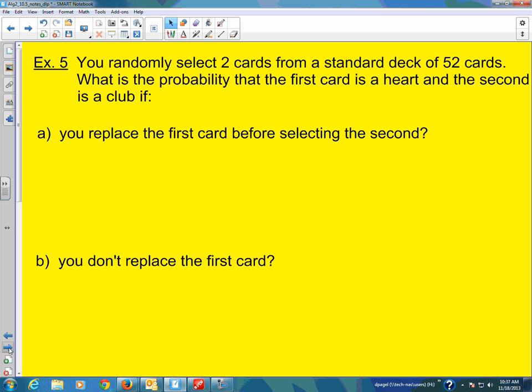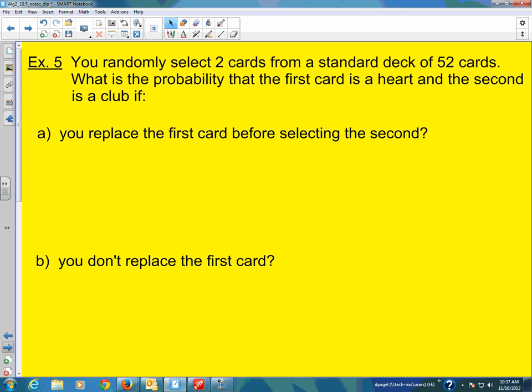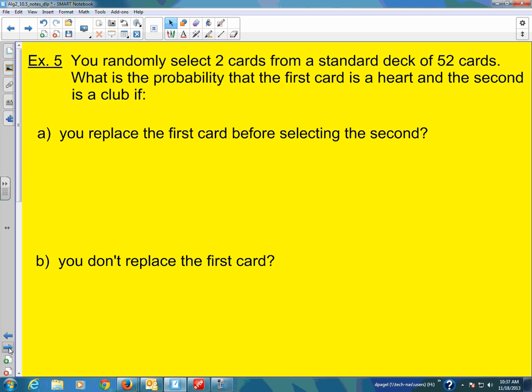All right, so here we go. Take a look, and we'll determine whether or not we have some dependent or independent events. Given the fact that we're going to randomly select 2 cards from the standard deck, what is the probability the first card is a heart, and the second card is a club if the first time we replace the first card, the second time we do not. All right, so anytime we have replacement, that means you have independent events. And then when we don't replace, we have dependent events because we've changed the total outcome.